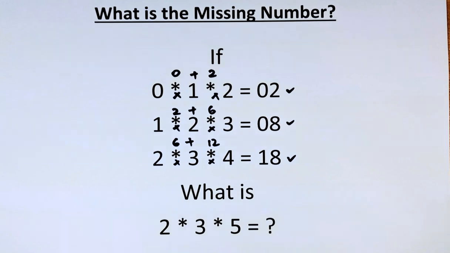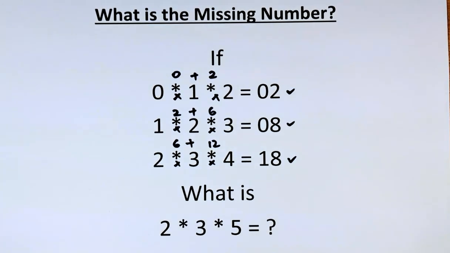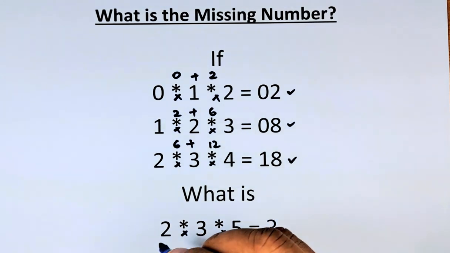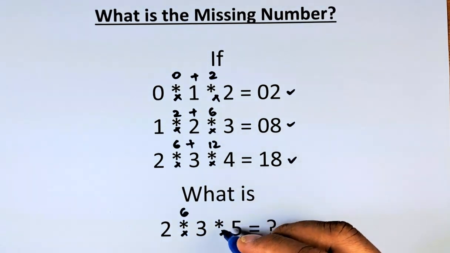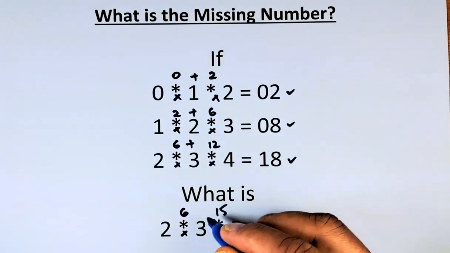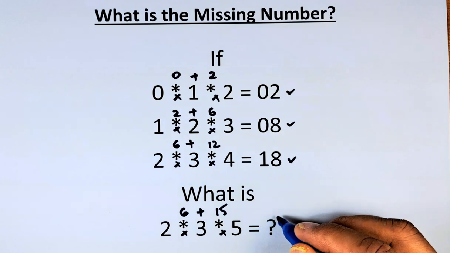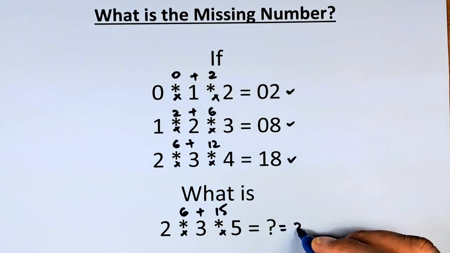So for our last puzzle, we have 2 star 3 star 5. So we're going to multiply both numbers. So 2 times 3 is going to be 6. 3 times 5 is going to be 15. And when you add them up, 6 plus 15, that will give you a total of 21. So the question mark equals 21.